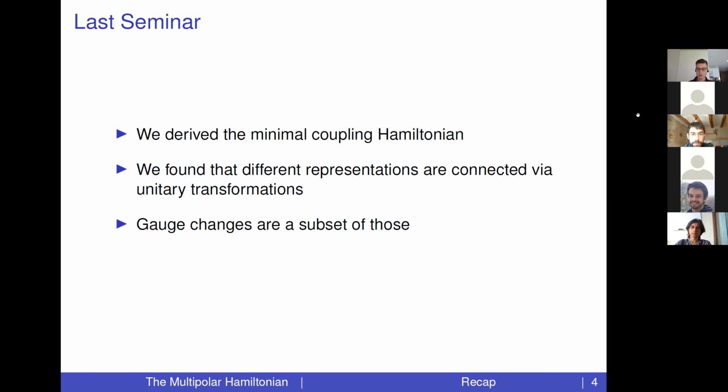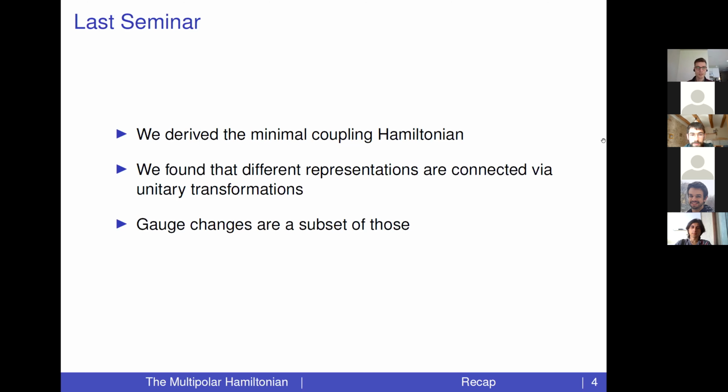And we also saw that not all of these are equivalent to a change in the Lagrangian. What we also discussed is that not all of them can actually be connected by unitary transformation, and this will relate then to the next week. And then finally, we saw that gauge transformations are a special subset of those.